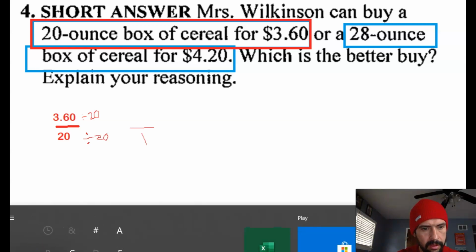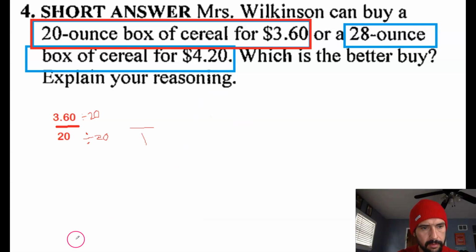If you can find your calculator. My computer's not working for me. A second. Okay, there we go.